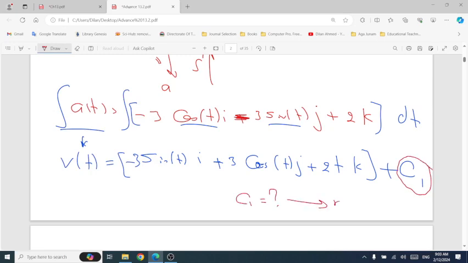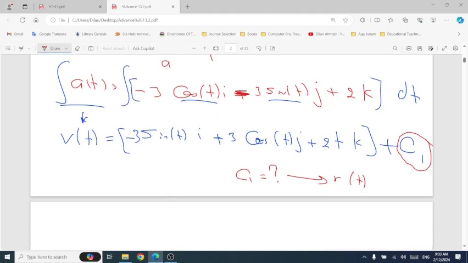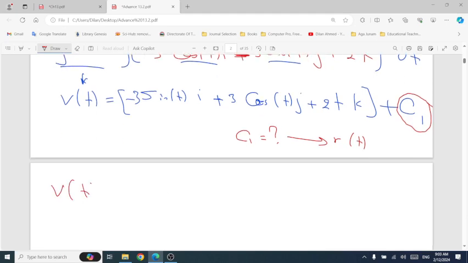To get R(t), you need to find the value of C1. Maybe C1 is 2i, 2j, 2k, who knows? Because we have an unknown constant, we need to find V(t) correctly with i, j, k. So how do we find the value of C1? By V at 0. You're right.